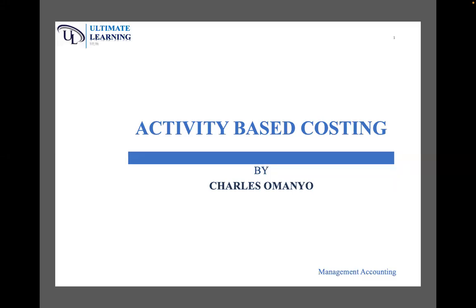So we are going to the next phase, or let me call it part 2 of activity-based costing. In this case, we are looking at examples. How do we solve questions when we have an activity-based costing scenario? Remember, we said activity-based costing helps you to calculate the cost per unit of a product. So let's go and read through an example.